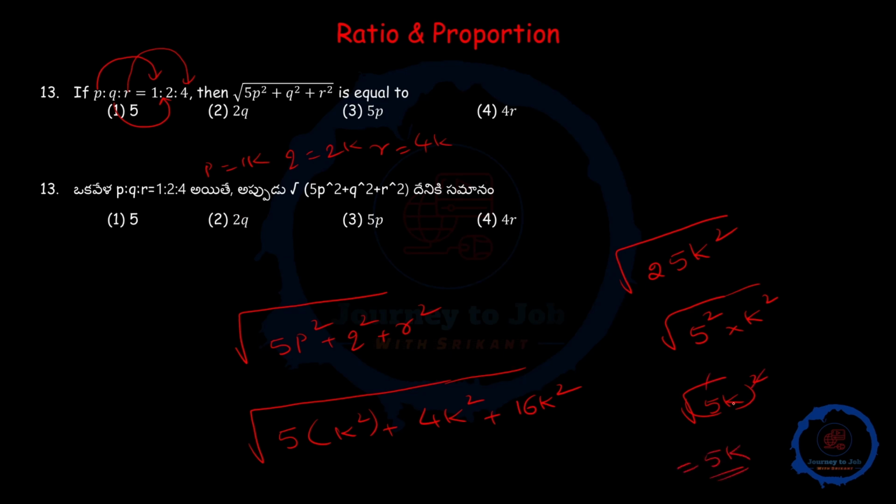Okay. 5K అంటే ఏమనుకోవచ్చు P అనుకోవచ్చు. See, P అనుకోవచ్చు, Q అనుకోరాదు. K is equal to Q by 2 and K is equal to R by 4 and K is equal to P. So K place lo you can replace P. Okay, so 5P is the answer.